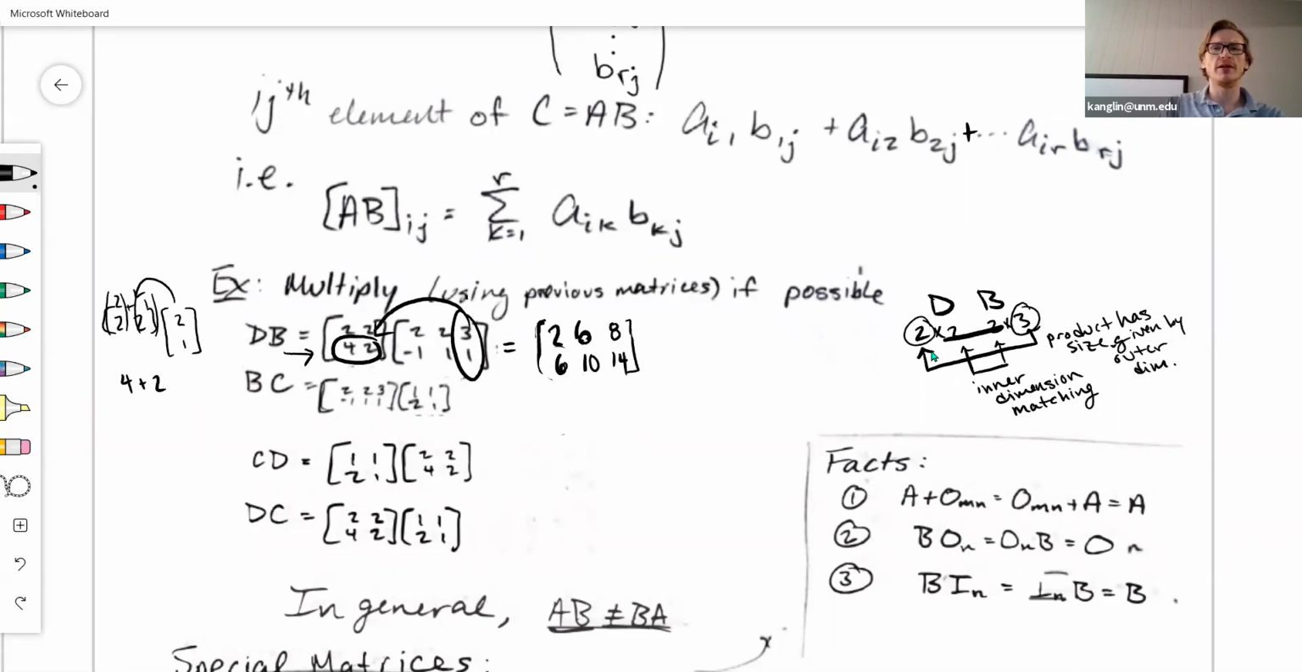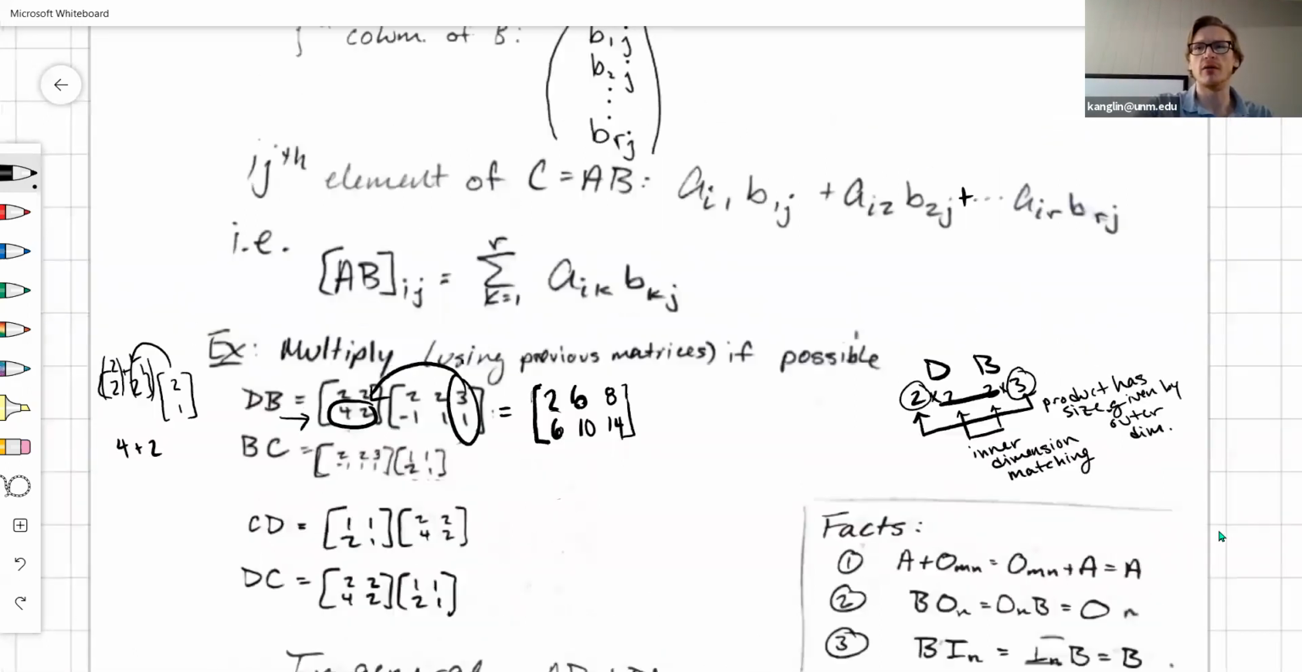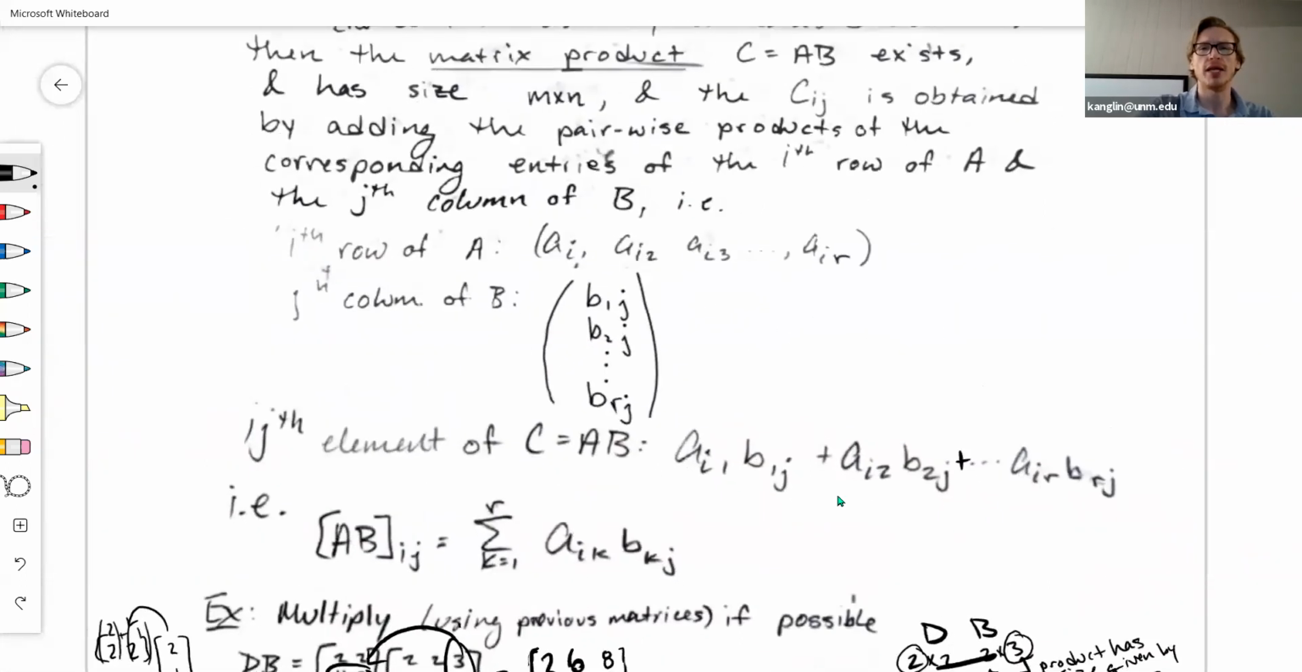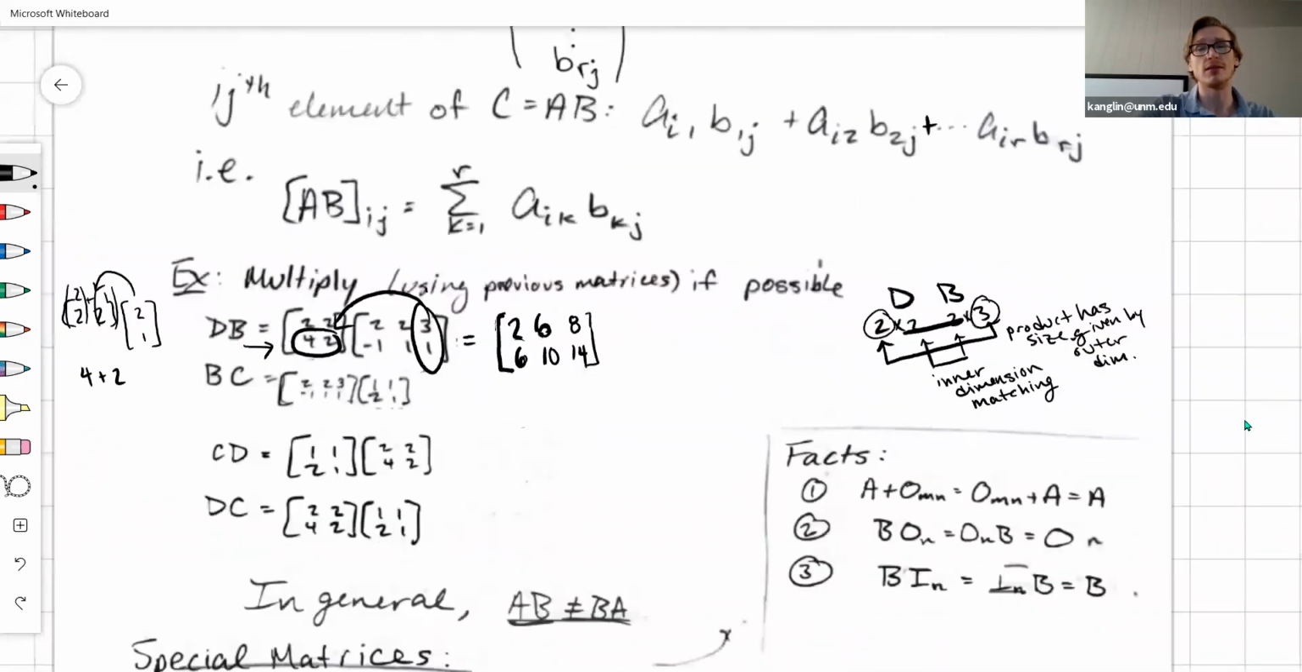So there it is. There's the product D times B. It's 2, 6, 8 in the first row, 6, 10, 14 in the next row. Hope that kind of clarifies what all this talk up here was really about. The notation can be intimidating, but really the process isn't so bad.